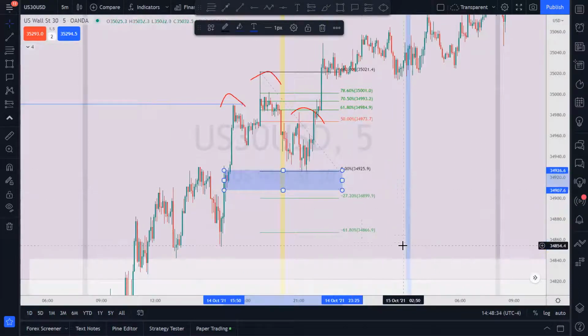So you just can't go in willy-nilly just because you think you see a reversal pattern. All right, you need confluences, man. You need confluences, and you need to correlate this with the higher time frames. We are in a daily bearish order block, right?